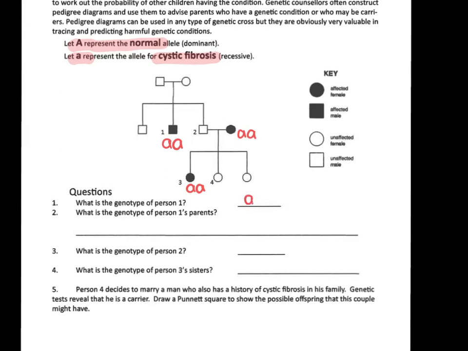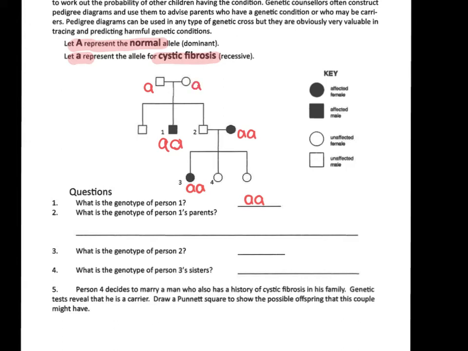So what is the genotype of person 1? Well, that's easy. We've already got it on the diagram. What about person 1's parents? Well, person 1's parents up here, let me see if I just highlight this. There and there. Okay, person 1 has inherited one little a from that parent and one little a from the other parent.